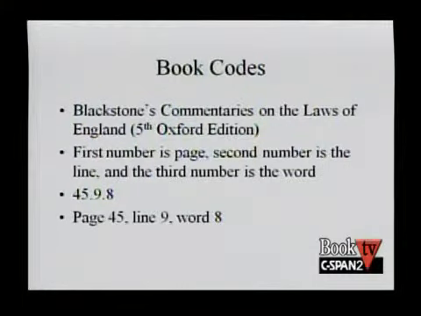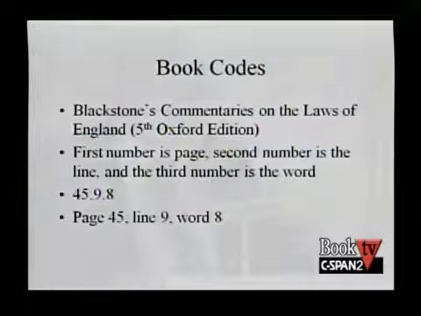The first number is usually the page, the second number is the line, and the third number is the word. So 4598 would mean to go to page 45, to go down to line 9, go over to word 8, and that would be your word, which obviously you've got to have the same book.